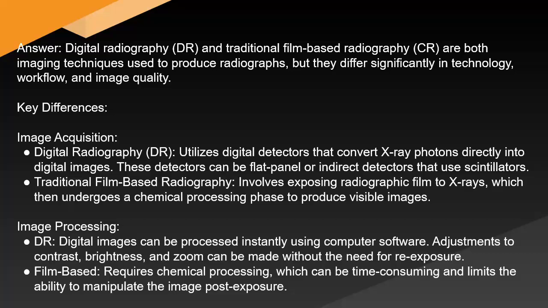Traditional film-based radiography involves exposing radiographic film to X-rays, which then undergoes a chemical processing phase to produce visible images. Image processing. DR digital images can be processed instantly using computer software. Adjustments to contrast, brightness, and zoom can be made without the need for re-exposure. Film-based requires chemical processing, which can be time-consuming and limits the ability to manipulate the image post-exposure.